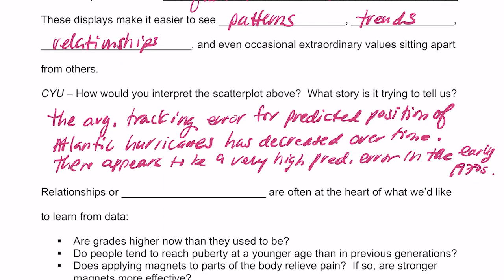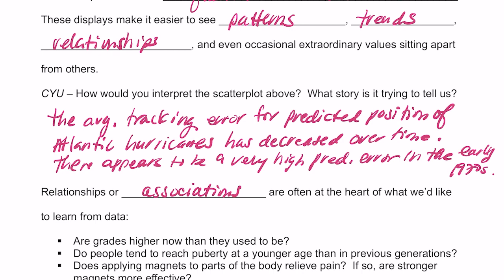Relationships or associations are often at the heart of what we'd like to learn from data. Some examples: are grades higher now than they used to be? Do people tend to reach puberty at a younger age than in previous generations? Does applying magnets to parts of the body relieve pain? If so, are stronger magnets more effective? Do students learn better when they get more sleep?